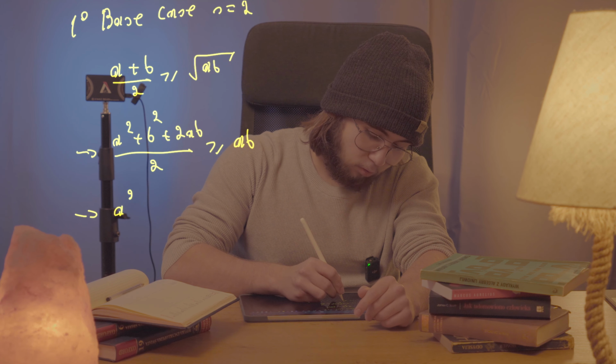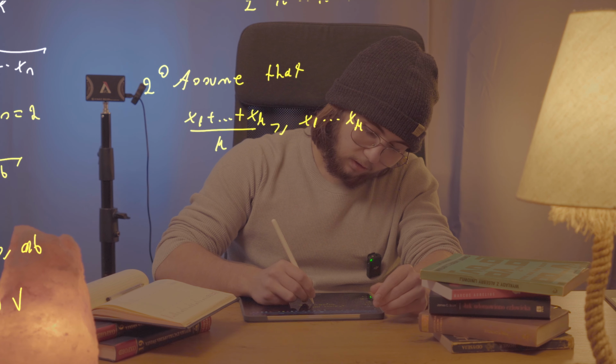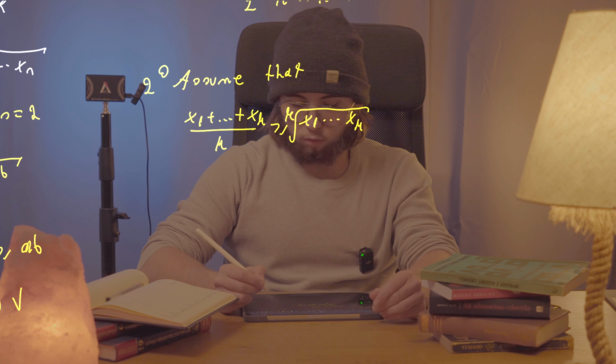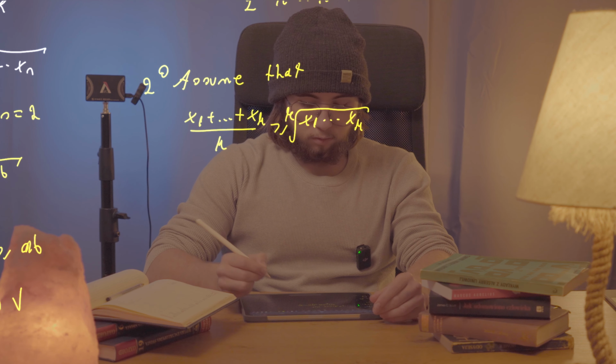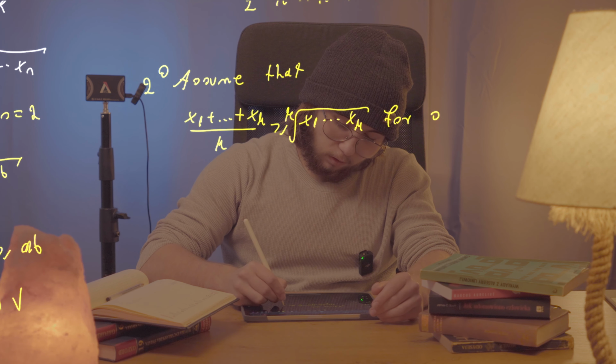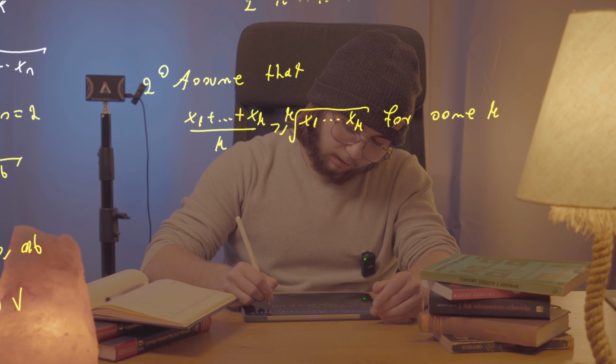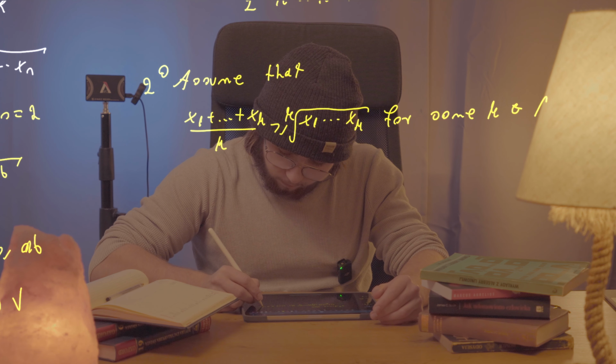So now for the inductive step, sorry, for the assumption, we would like to assume that we have a natural number k such that (x1 plus ... plus xk) all over k is greater than or equal to the kth root of the product of those k numbers. Lovely. And so this holds for some k that is inside of natural numbers.